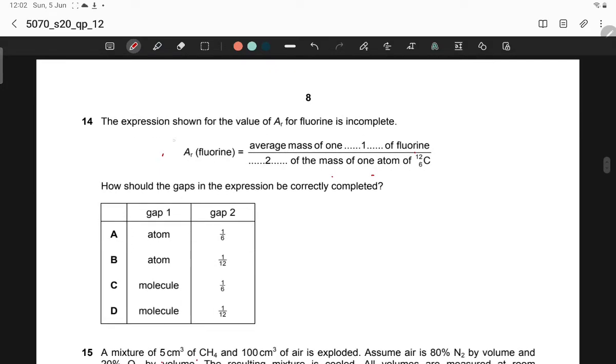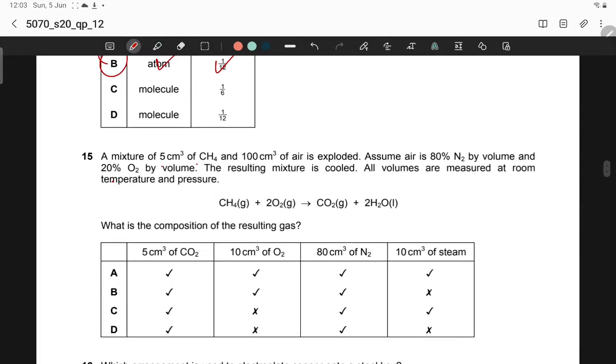Question number 14. The expression shown for the value of Ar for fluorine is incomplete. Average mass of one atom, divided by 1/12 of the mass of one atom of carbon-12. So this is atom and 1/12. B is the correct option.